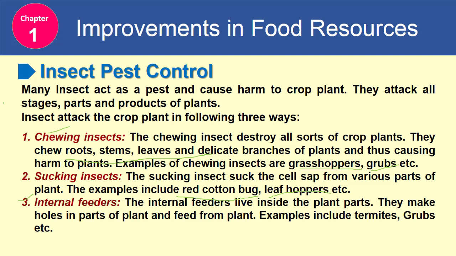Okay, let me remind you one more time. First is chewing insect. They chew roots, stems, leaves and delicate branches of plant, as derived by the name. Second is sucking insect. They suck the cell sap from various parts of the plant. And the third is internal feeders. They live inside the plant parts and harm the plant.